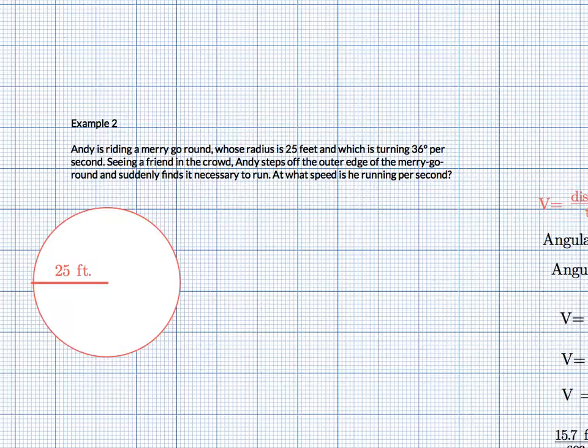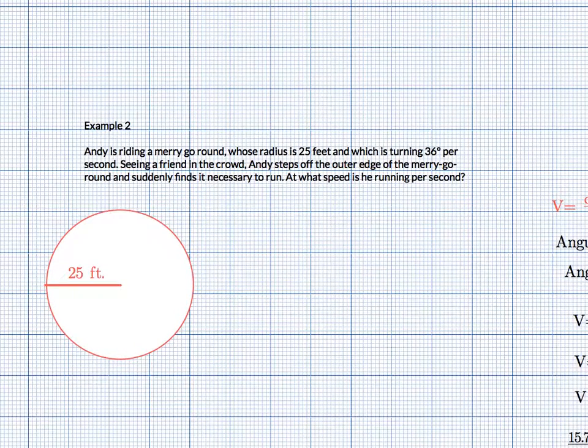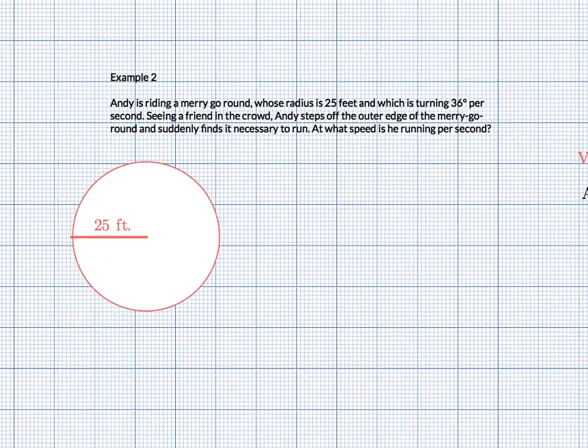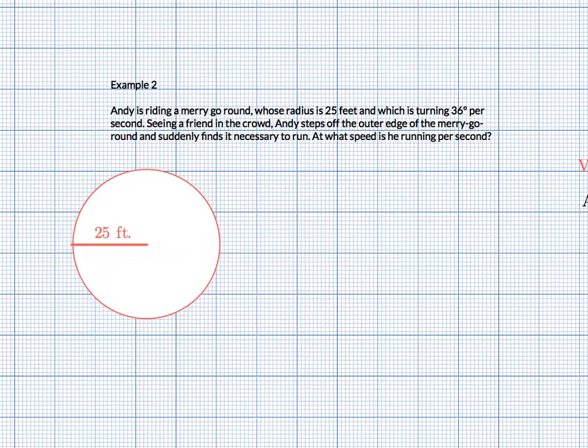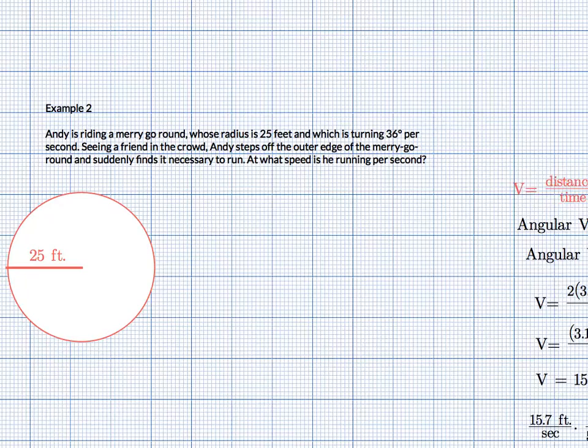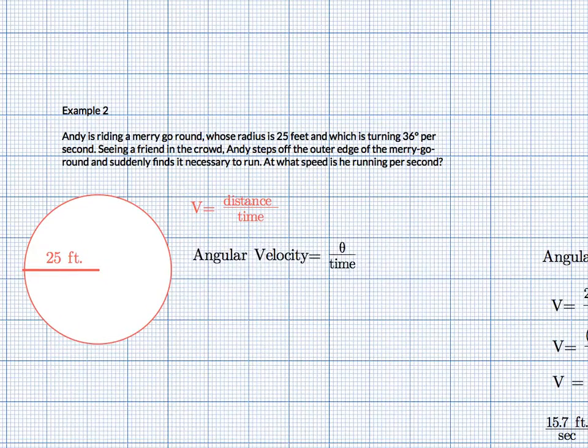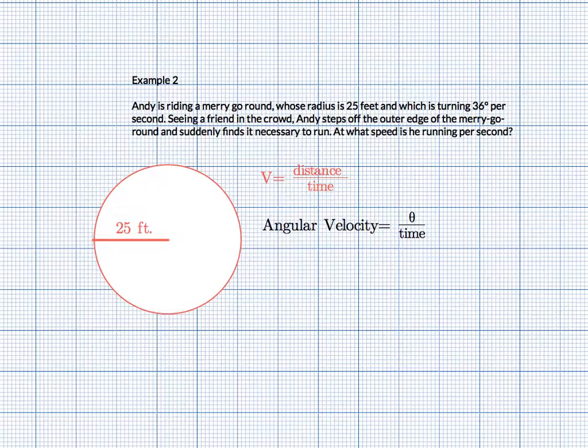Andy is riding a merry-go-round whose radius is 25 feet and which is turning 36 degrees per second. After seeing a friend in the crowd, Andy steps off the outer edge of the merry-go-round and suddenly finds it necessary to run. At what speed is he running per second? So, this is where we bring back in our velocity equations: our normal velocity equals distance over time, and our angular velocity equals theta over time.